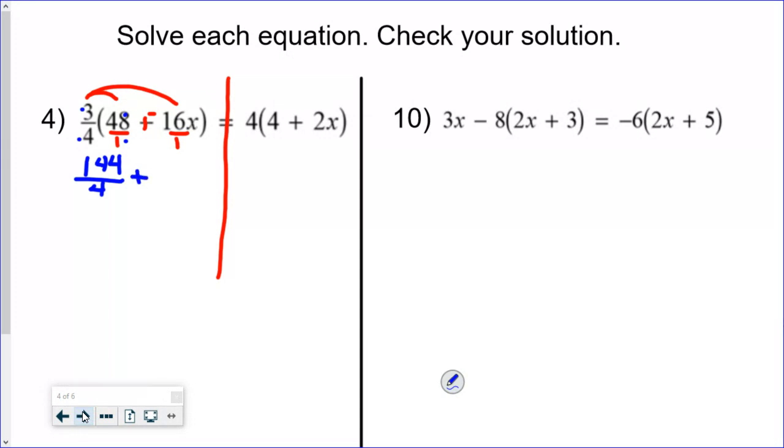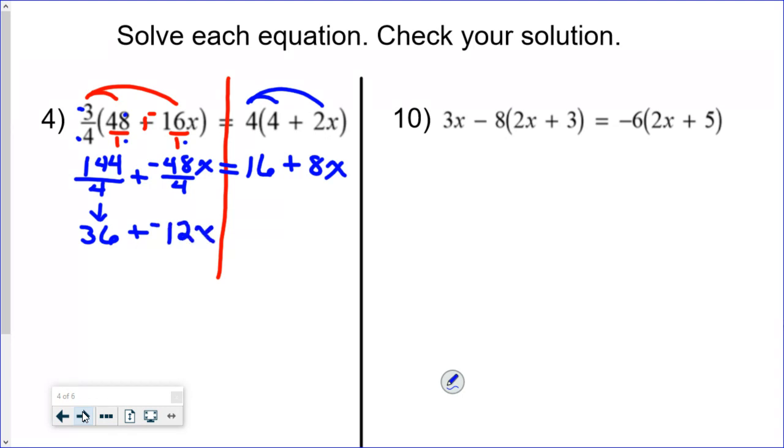Okay, plus now 3 times 16, and it's a negative, is negative 48x, and 4 times 1 is 4. Okay, I'm going to distribute on that side as well. 16 plus 8x. Okay, now what is 144 divided by 4? And I get 36. And 48 divided by 4. Actually, it's a negative 48. Everybody got to be very, very careful.